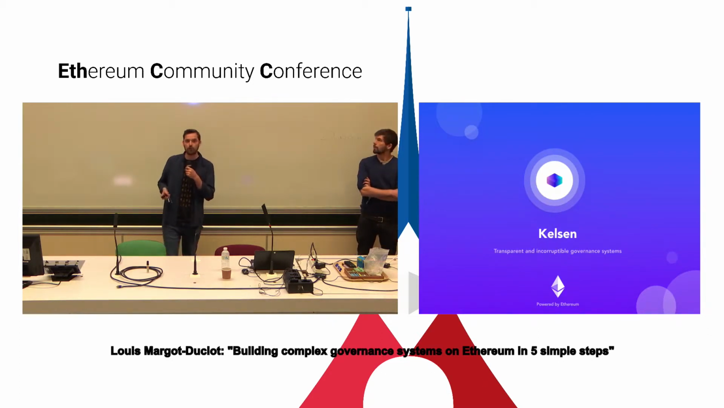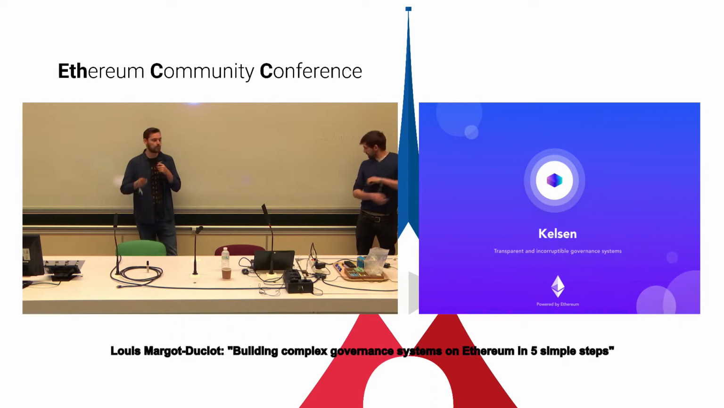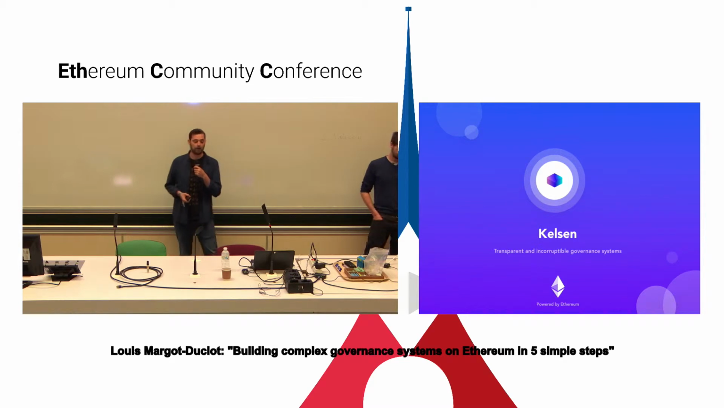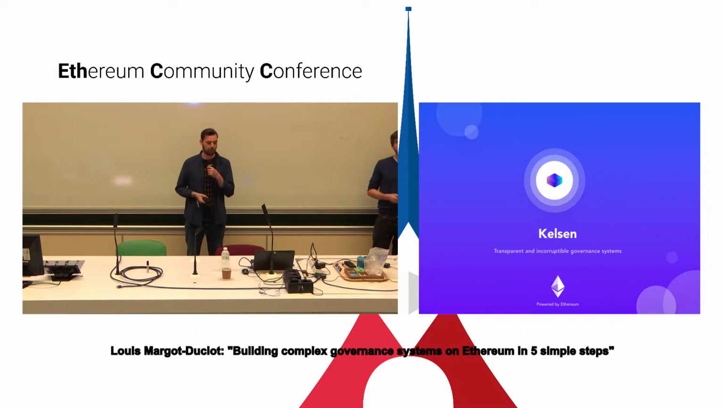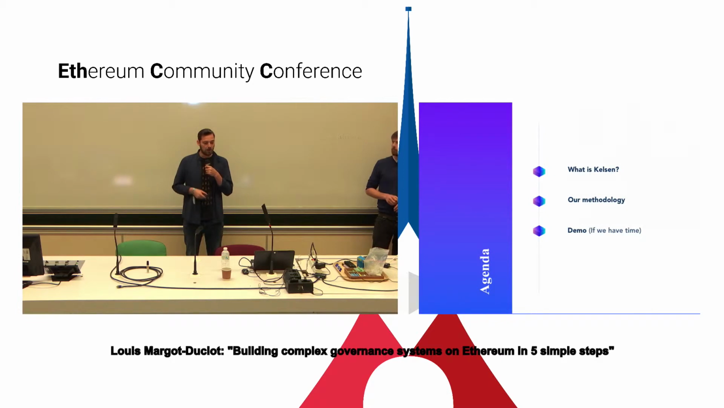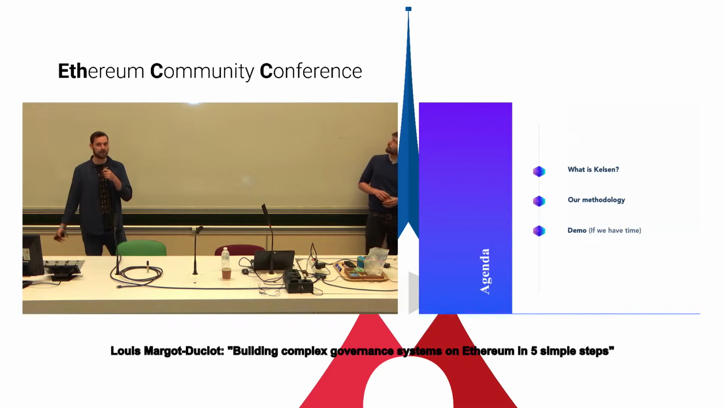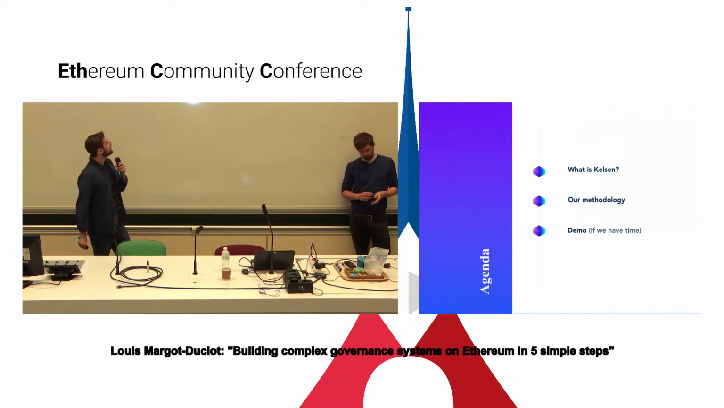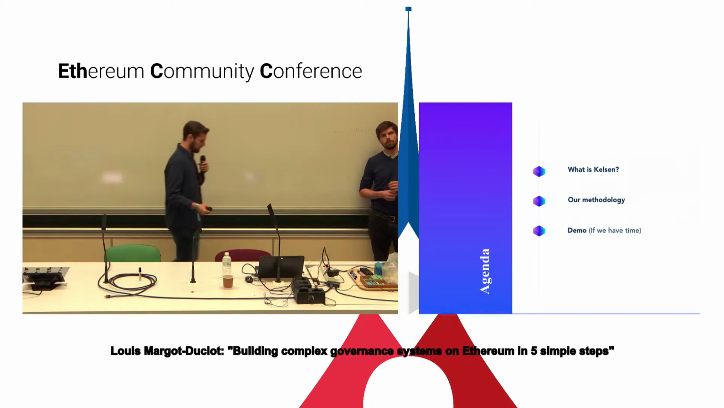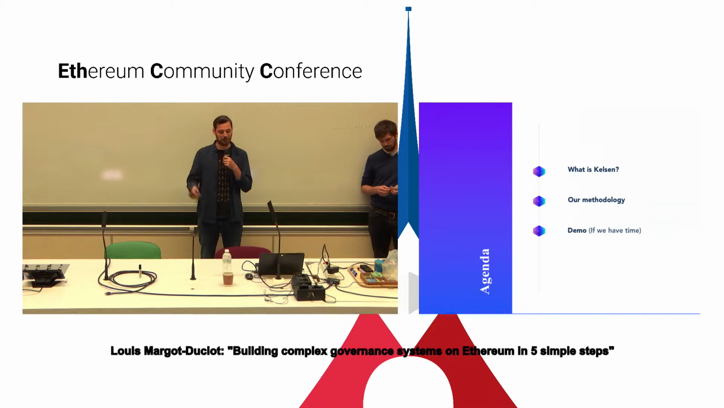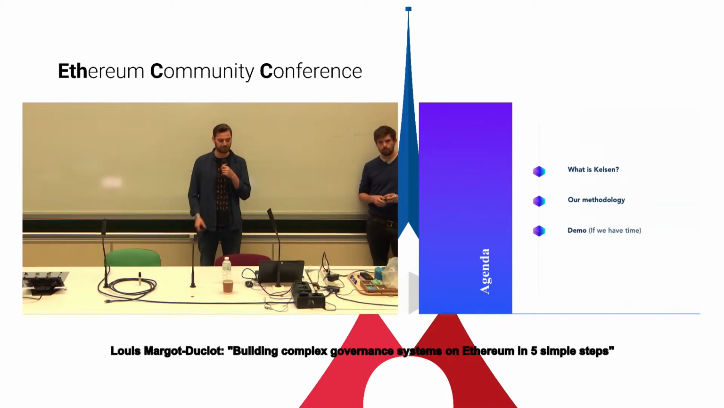So some of you may know us since we developed and published Kelzen last year in June, which is a smart contract framework and a dApp for building incorruptible governance systems. So today we're gonna talk about three things. First is what is Kelzen and how does it work. The second one will be our methodology, and then if we have some time, which is not sure, we'll do a quick demo.